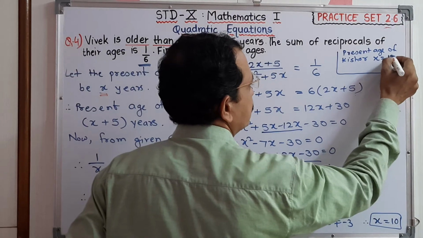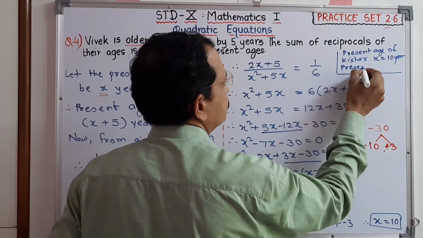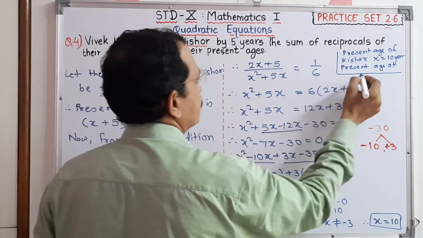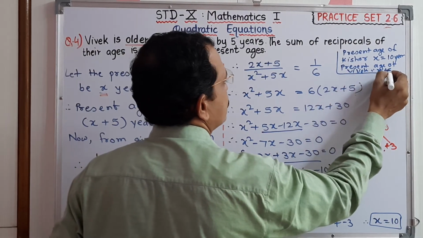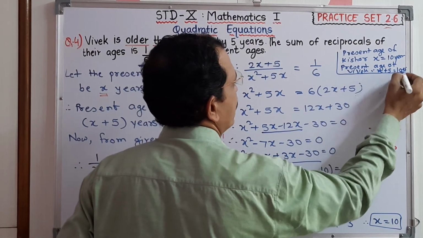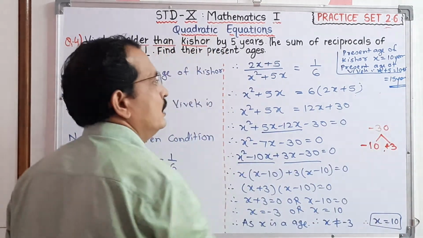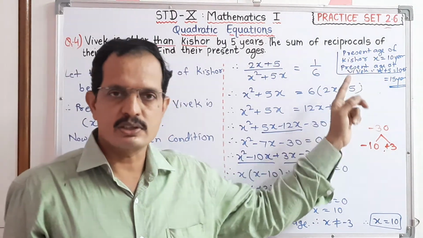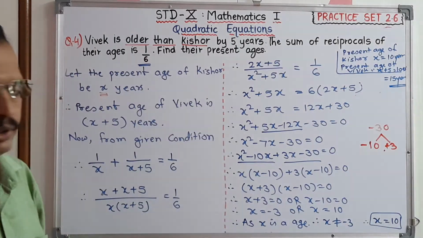10 years. And the present age of Vivek is x plus 5, that is 10 plus 5 is equal to 15 years. It is important to write the final answer in a statement form. All of you understand this? Write down this sum in your notebook.